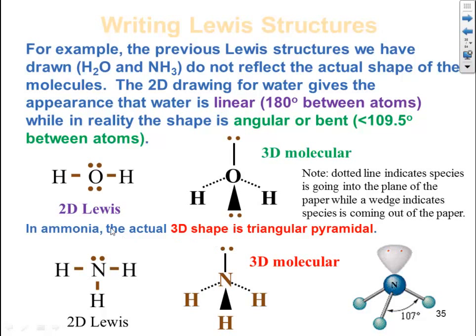So it's important to be able to draw a Lewis structure because you're going to have to draw this before you can figure out the actual 3D molecular shape. And we're going to talk about how to go from your 2D shape to your 3D shape in the next section.